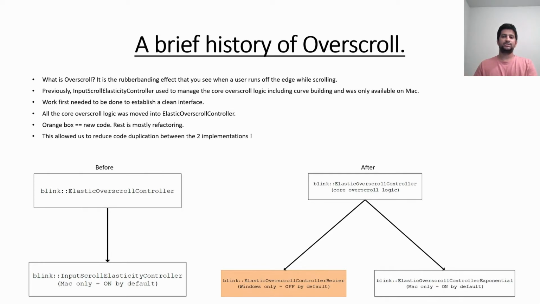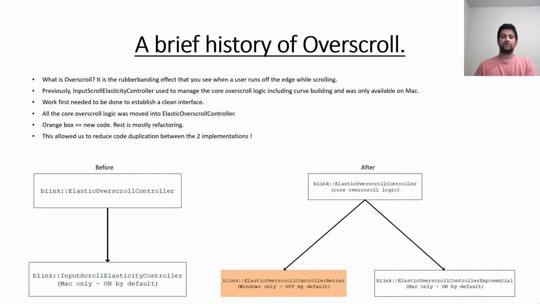Traditionally there was a class called input scroll elasticity controller that pretty much used to handle all the core overscroll logic, right from state machine initialization all the way up to curve building, and all of that was available only on Mac. So we had to first identify parts of the input scroll elasticity controller that could be moved up into the elastic overscroll controller.